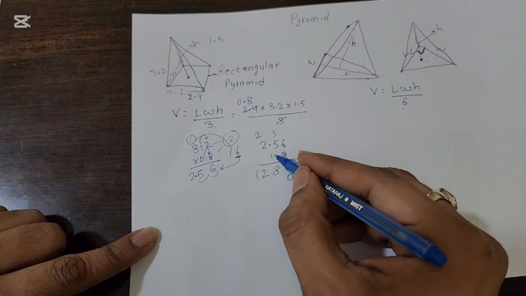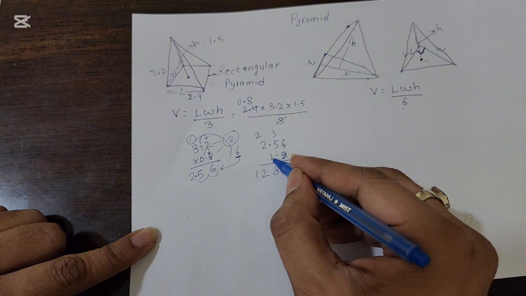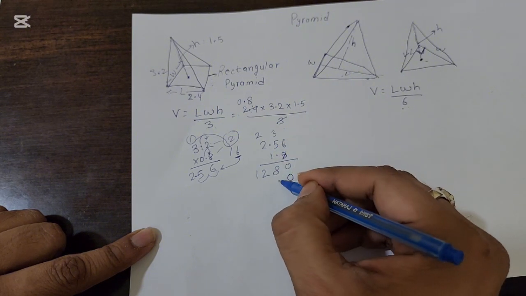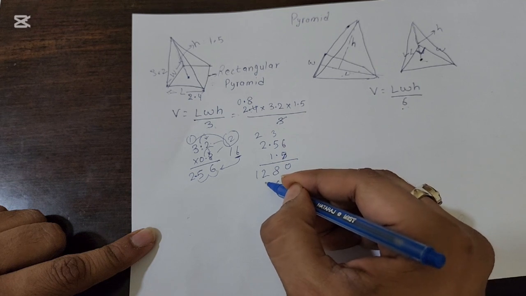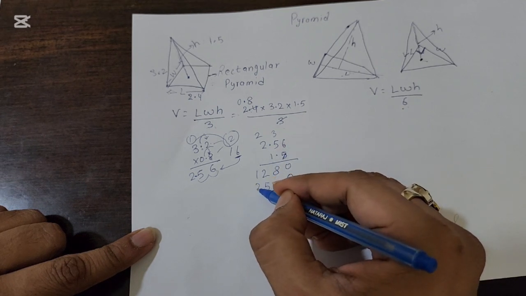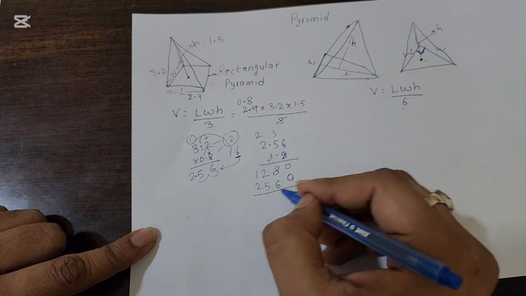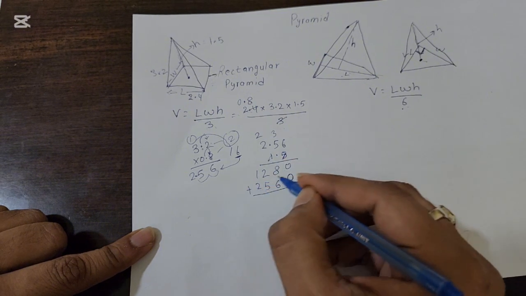Okay, then start multiplying with the next number. Now if you multiply 1 with anything, you get the same result, right? So 1 times 6, 6, 1 times 5, 5, 1 times 2, 2. All the numbers are finished. There is no number to multiply, so put a line and add these numbers.